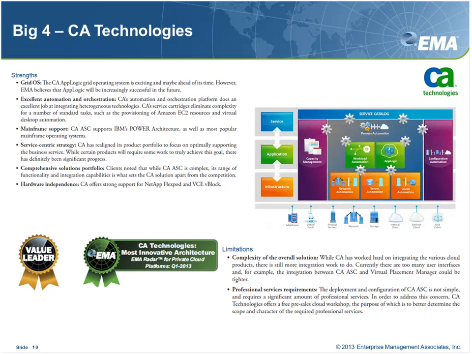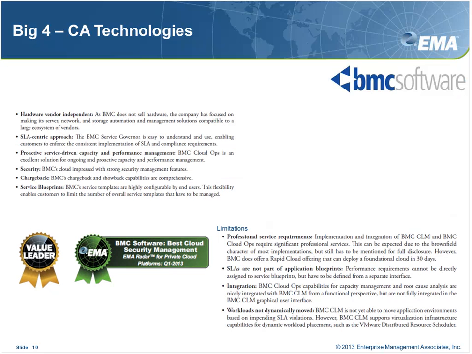So, yeah, CA received our Most Innovative Architecture Award for AppLogic, and there are a couple of limitations. The solution is complex. I don't want to say very complex, but it's complex, and it's not always easy to implement, which obviously originates from the CA vision of providing an all-encompassing cloud platform that allows you to optimally leverage what you already have in your data center. So it's very difficult to avoid this complexity.